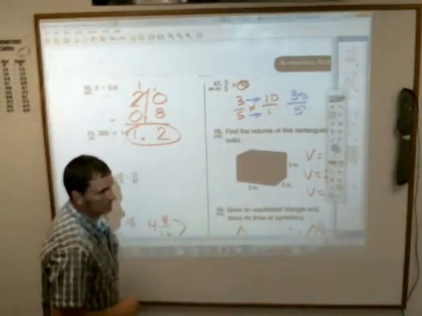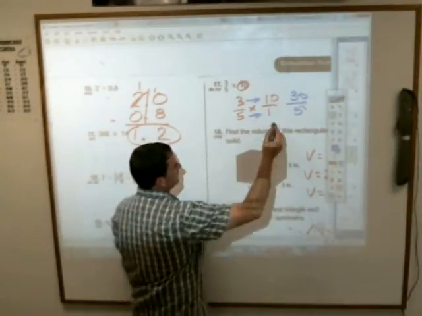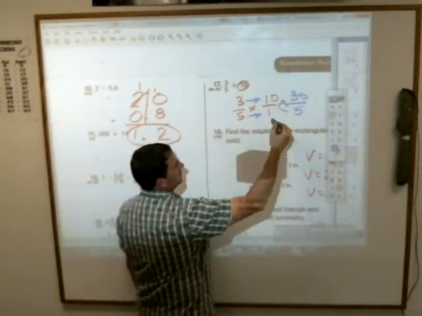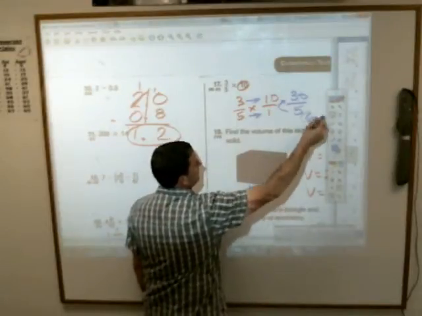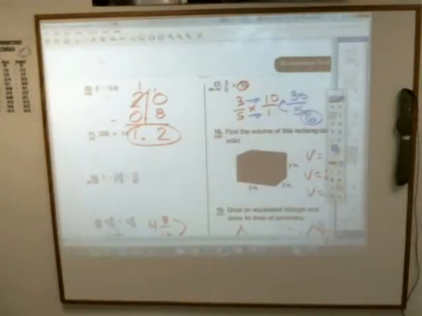On this paper, I have just weird drops, like it crosses out the 10 and the 5. Well, I didn't talk about cross cancel there, but you don't have to do that. 5 goes into 30 6 times. I didn't know what to do at all.